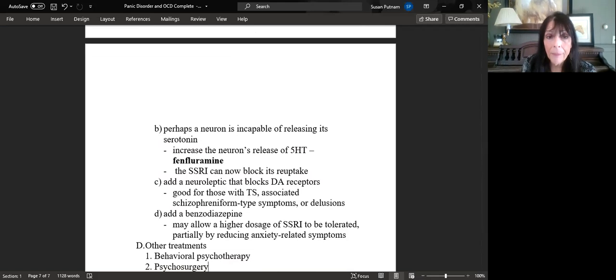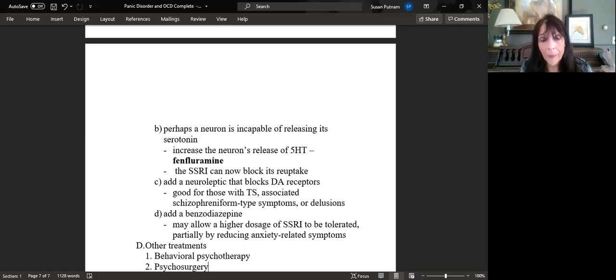Perhaps, however, a neuron can't even release its own serotonin. It's got lots of serotonin built up, and it can't release it. So we can use fenfluramine, which will increase the neuron's release of serotonin. And now the SSRI blocks the reuptake of that serotonin that's been released, keeping it in the synapse longer so it can have a bigger effect on the postsynaptic neuron.